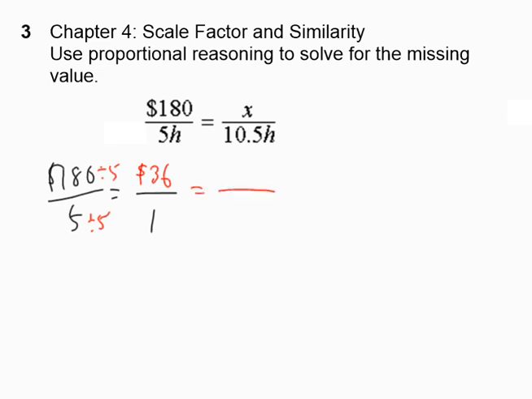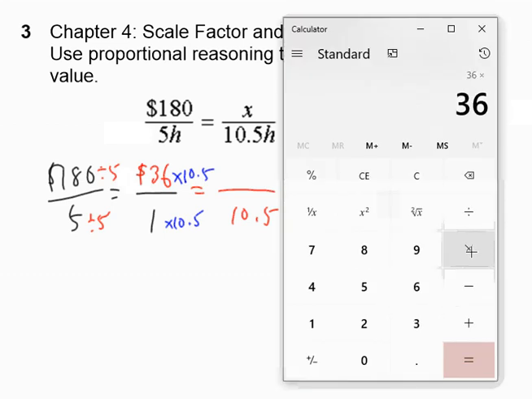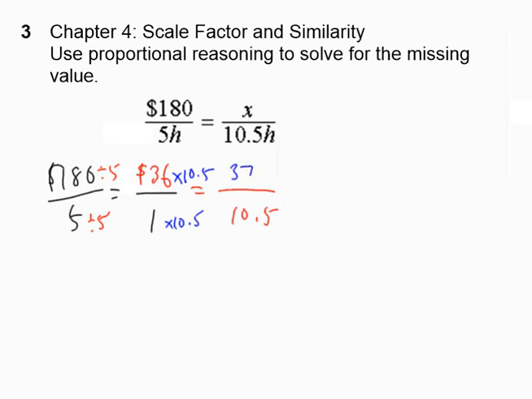And then if I wanted to figure out what it is for 10.5 hours, I could multiply by 10.5 and multiply by 10.5, and I would get 36 times 10.5 is $378. So that's the most common way. That's called determining the unit rate, because this would be a unit rate here.